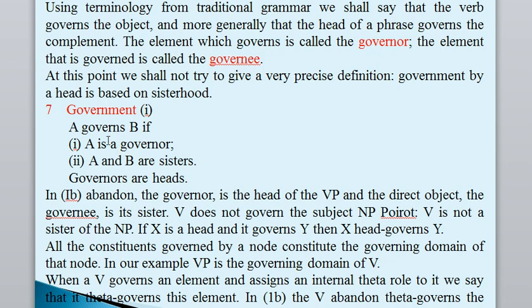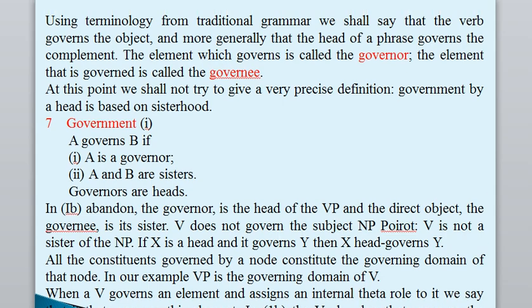So this is the definition. What is government? A governs B if, first, A is a governor, and second, A and B are sisters. Governors are heads. For example, in the tree diagram, the verb abandon is the head of the VP, and it governs the direct object.